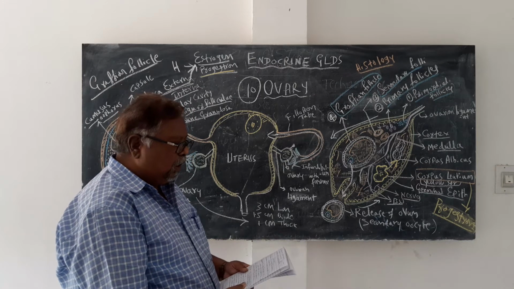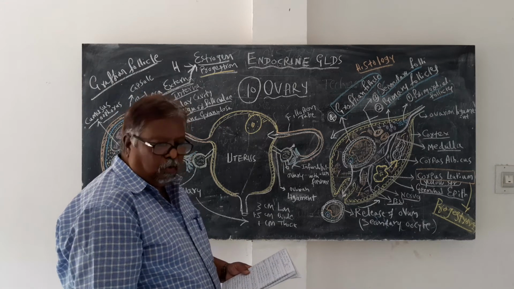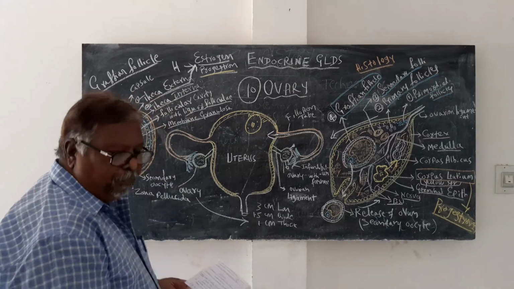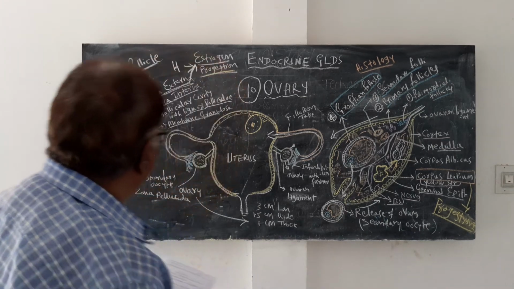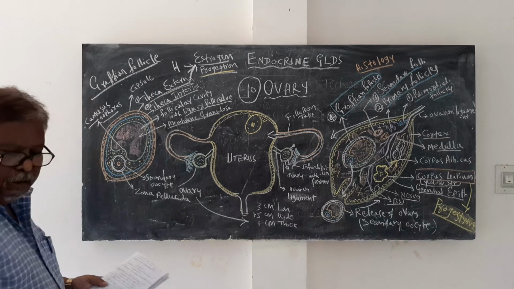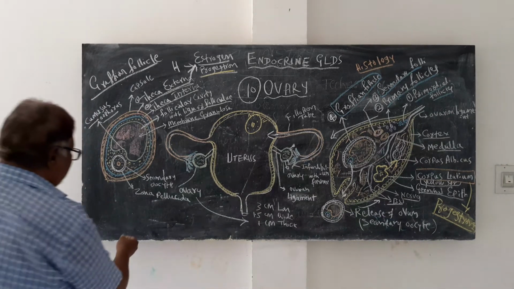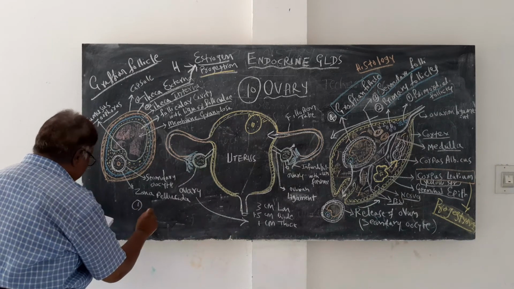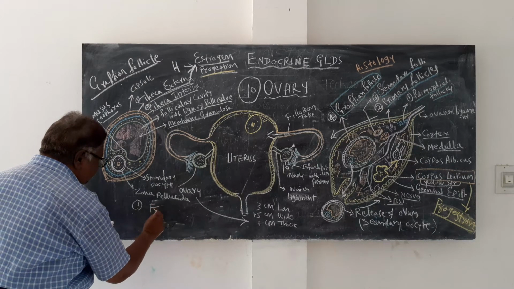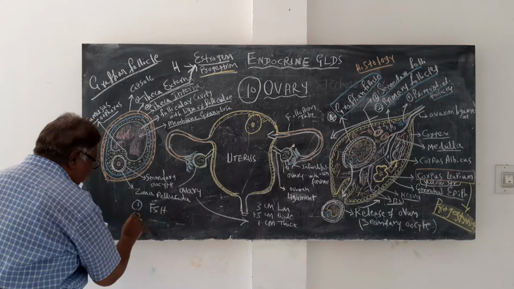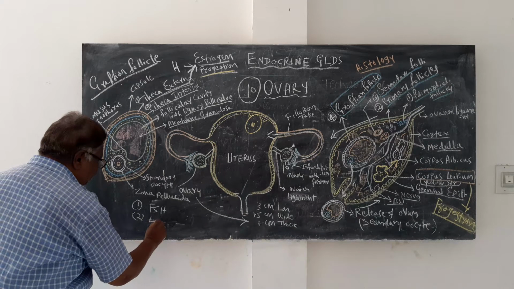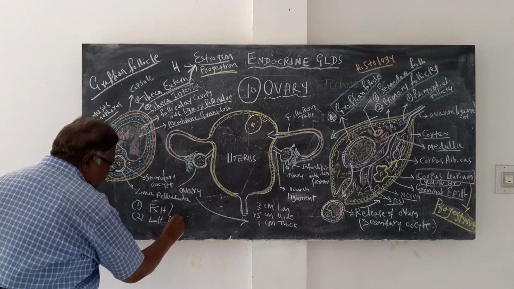Ovaries are under the control of two hormones. The first one is FSH, and the second one is LH of the pituitary.